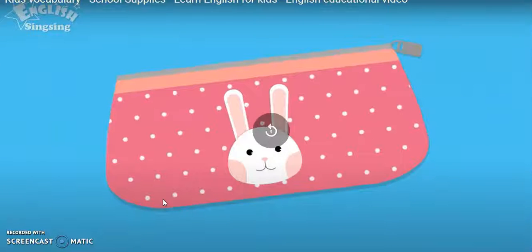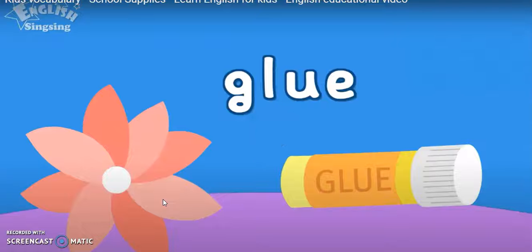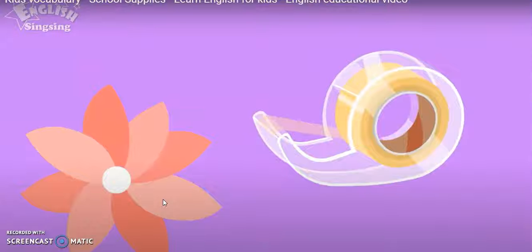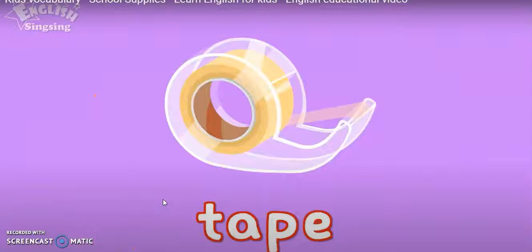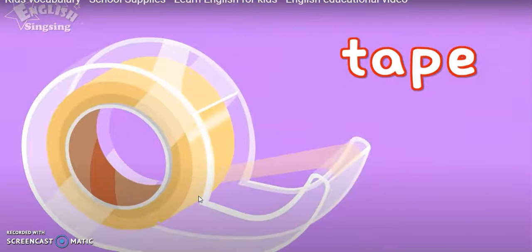Children, pay attention here. This is a new word for us. It's my tape. Es una nueva palabra para nosotros. Se pronuncia tape. Tape significa cinta, ¿ya? Aquí está, miren la palabra tape. Tape. ¿Ok?